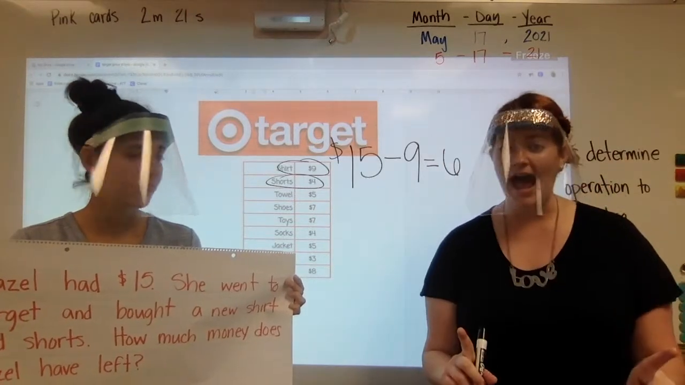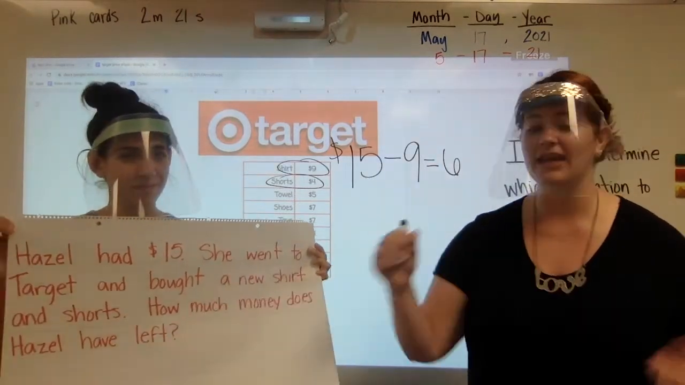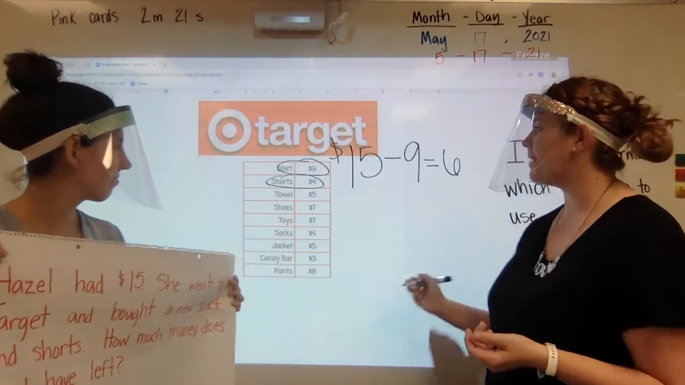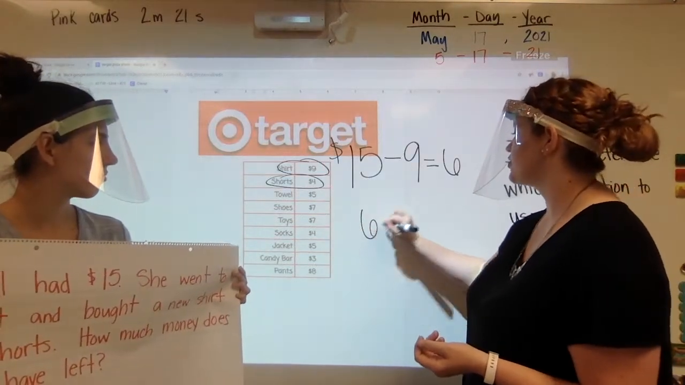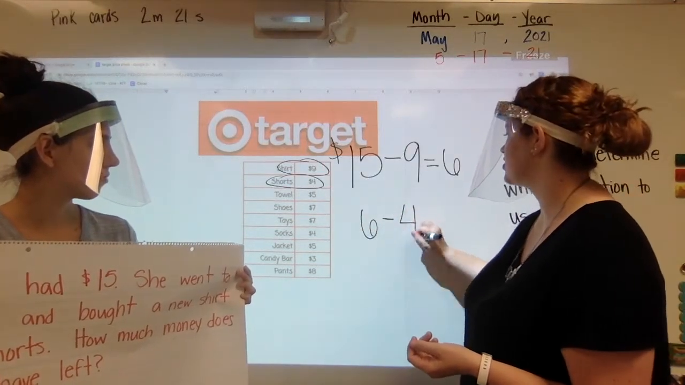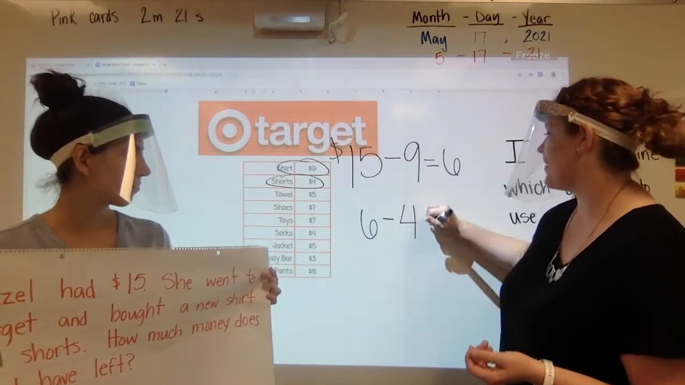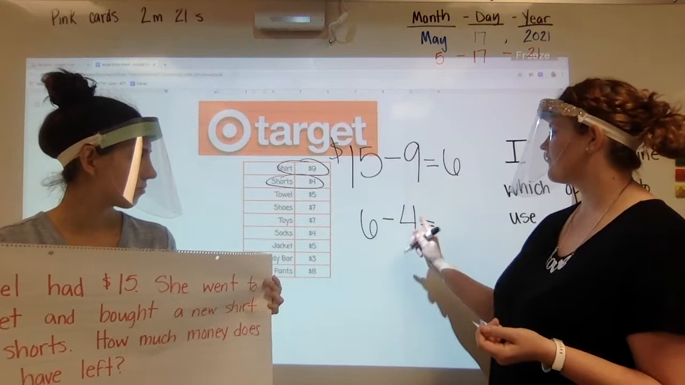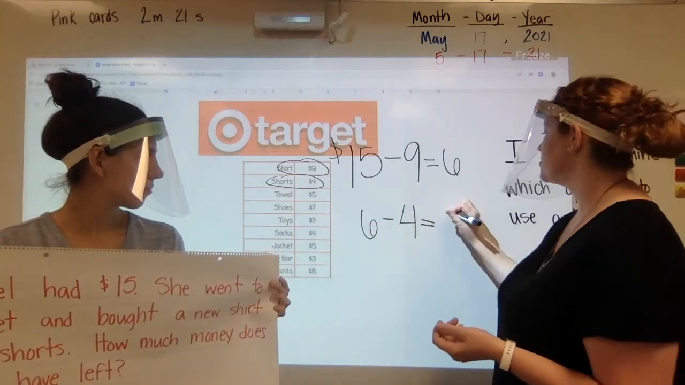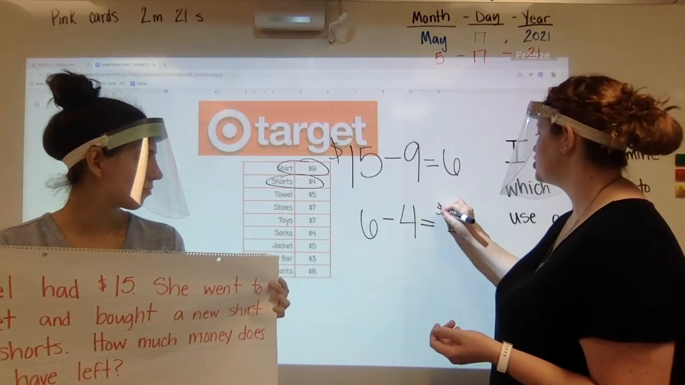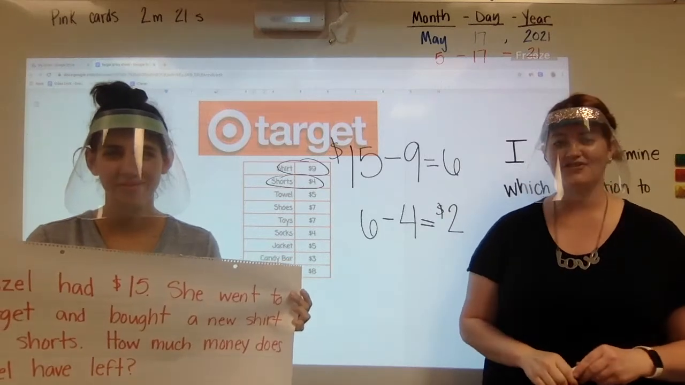Okay, now I need to take away the money from her shorts. She bought shorts, which were $4. So here's her $6 left over from buying her shirt, minus the $4 from buying the shorts. So Hazel has $2 left.